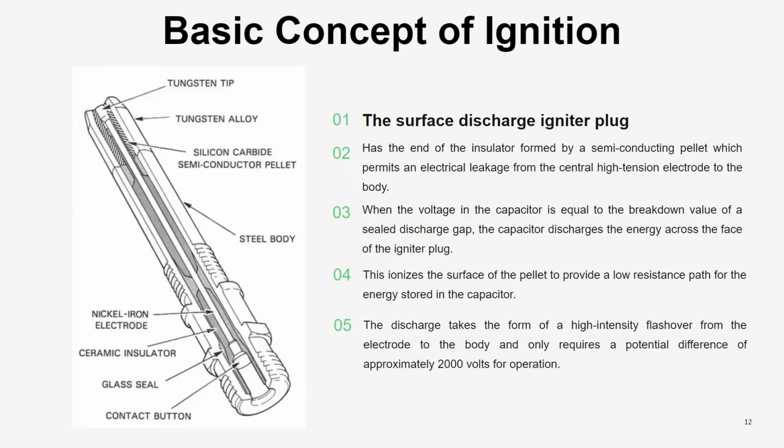So this ionizes the surface of the pellet to provide a low resistance path for the energy stored in the capacitors. So the discharge takes the form of a high intensity flashover from the electrode to the body and requires a potential difference of approximately 2000 volts for operation.